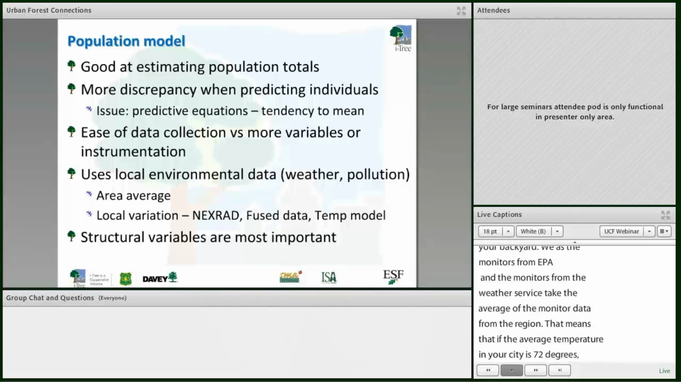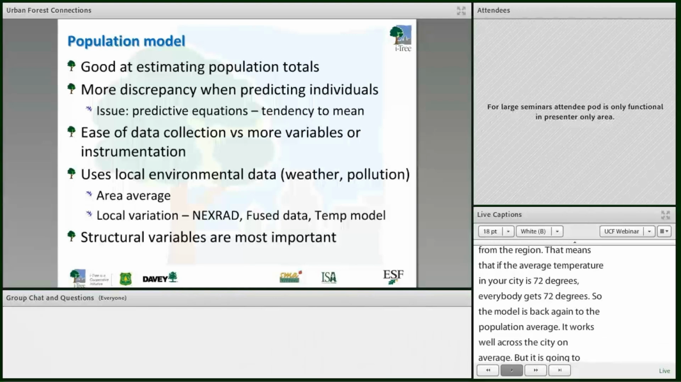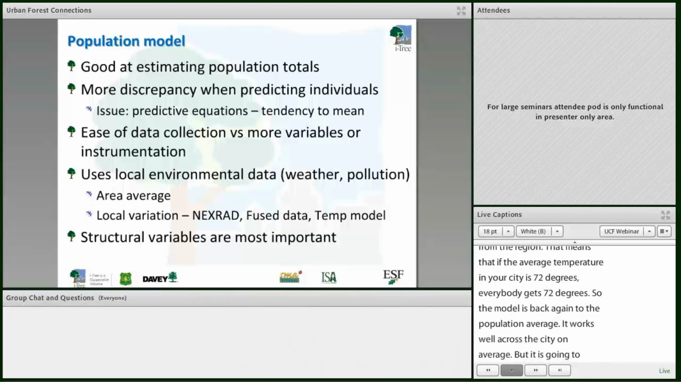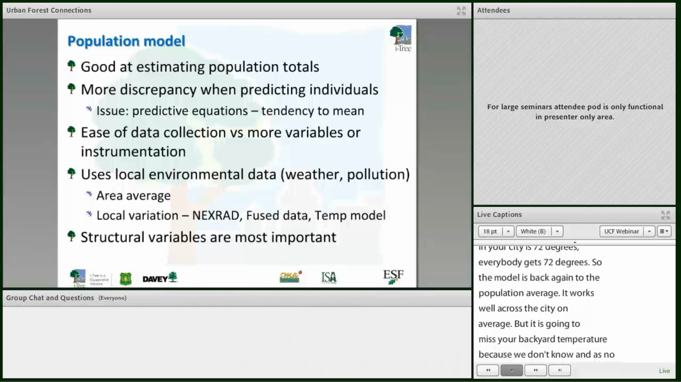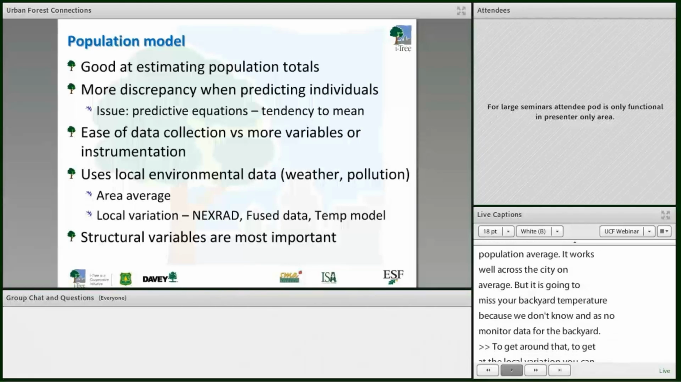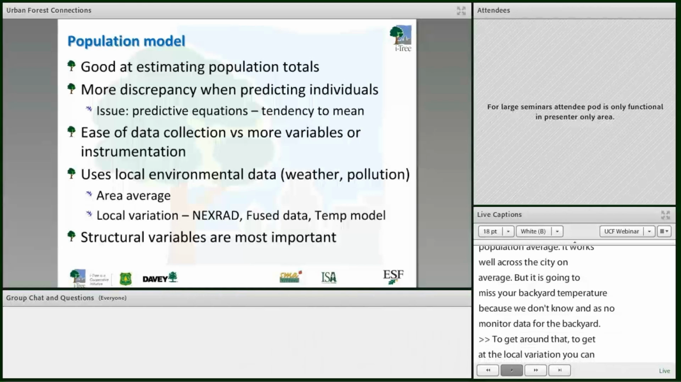It works well across the city on average, but it's going to miss your backyard temperature because we don't know, there's no monitor data for the backyard. To get around that, to get at local variation, you can see we're using NEXRAD, which is radar-based precipitation data. So instead of using one rain gauge to collect the data on precipitation, we can actually use radar now. We're building that into the hydro model.